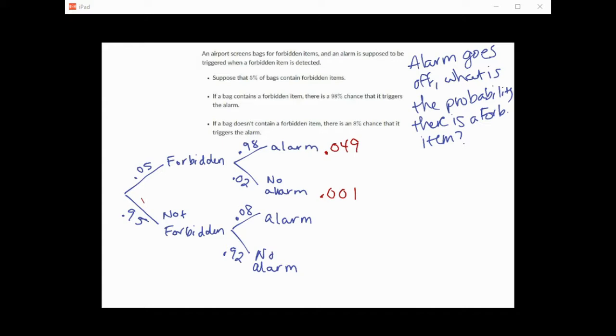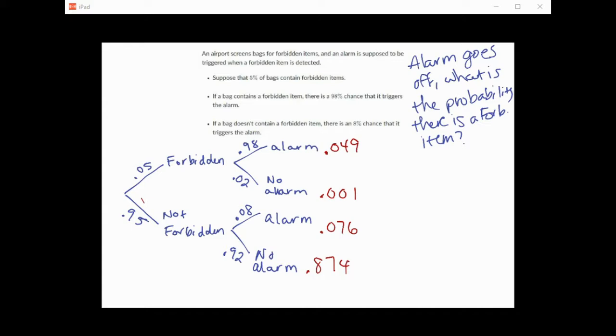And then 0.95 times 0.08 is 0.076. 0.95 times 0.92 is 0.874, which if you add those 2 up, you get the 0.95. So all of it has been accounted for. Anyway, if you add all 4 of those up, it would be 100%. So we want to know the probability.